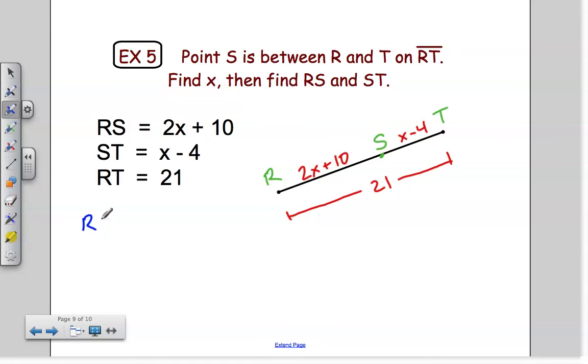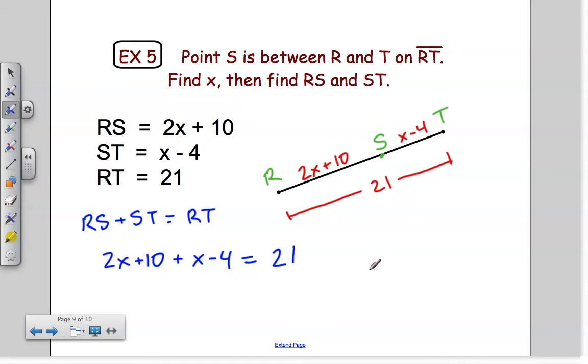That's what I'm going to do here. I'm going to add RS and ST to get the entire segment RT. Now RS is 2x plus 10. And I know that if I add the other portion of this whole segment, which is x minus 4, so I'm doing 2x plus 10 plus x minus 4, add those together, I get the full segment, which is a length of 21.